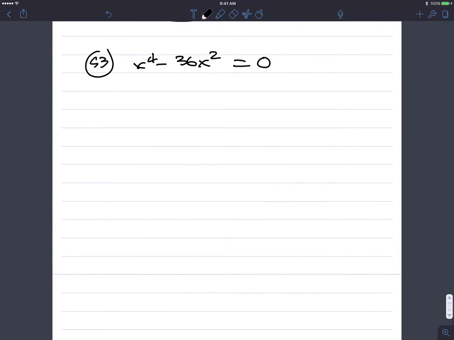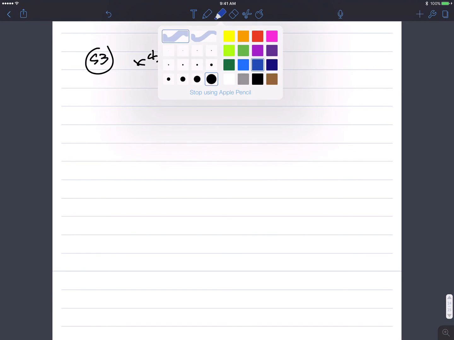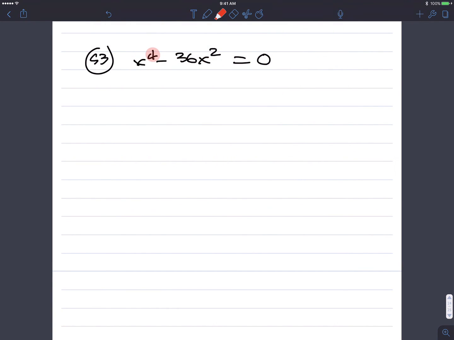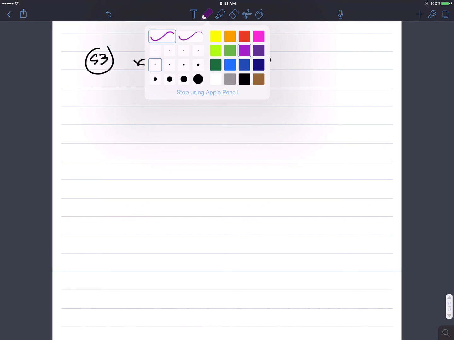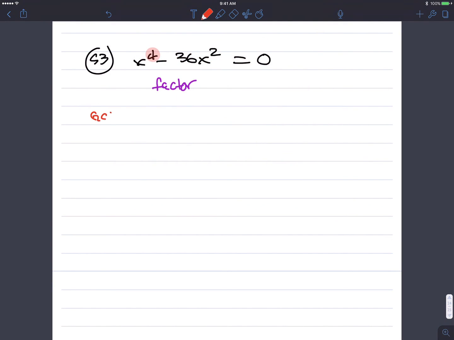Okay, 51. Okay, pretty interesting. 53. You have x to the 4th minus 36x squared is 0. So let's go through this. Highest power is 4. That's not a quadratic. It's a higher order equation. So if this is higher order, again, remember we have to factor here. Greatest common factor, x squared. What's the quotient going to be?